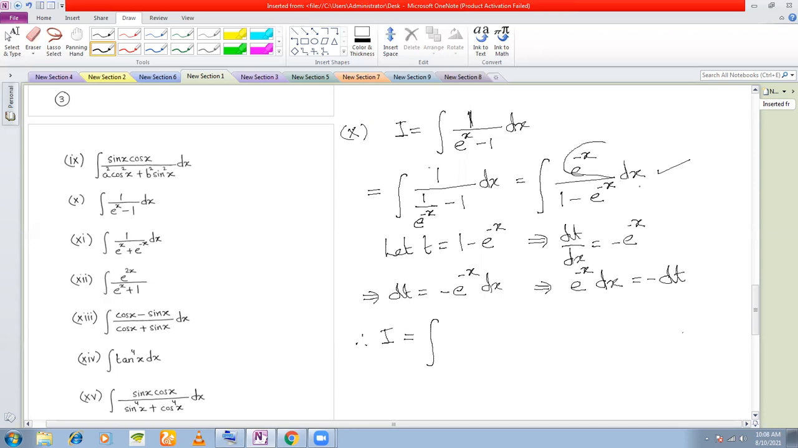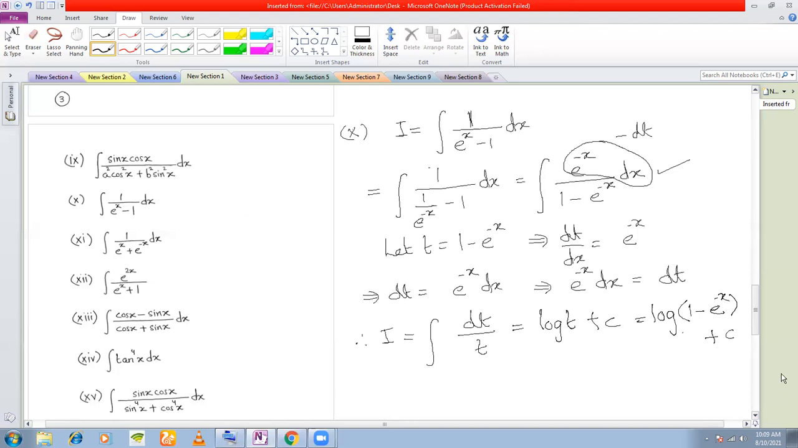So there is 1 minus e to the power of minus x. If we differentiate, then 1 will become 0, and the minus of the exponent will make it plus. Simply it will be dt then. So this becomes log t plus c. This becomes log of 1 minus e to the power of minus x plus c, and that is your answer.